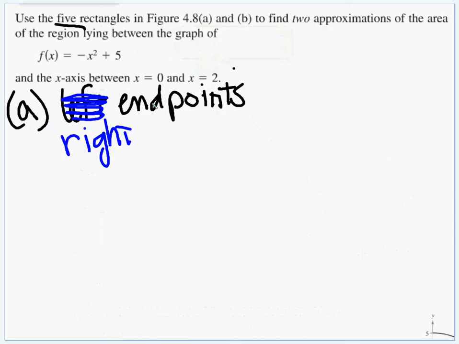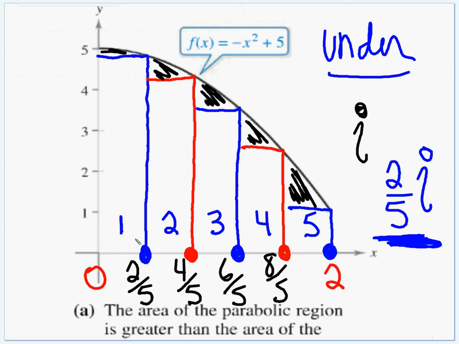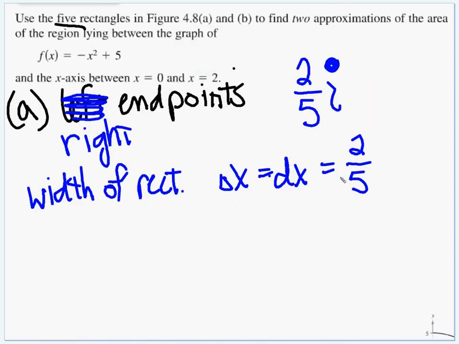I'm going to come back here. Right endpoints, our formula is going to be 2/5 times I. Our rectangle width, my spelling is terrible, width of rectangles, that is our delta x, or our dx. Remember, those are interchangeable. What is the width of each of our rectangle's base? 2/5. We can see that nice and graphically here. 2/5 is the base of each. That's nice and consistent. It's the heights of the rectangles that are changing. So our dx, or our delta x, is 2/5.